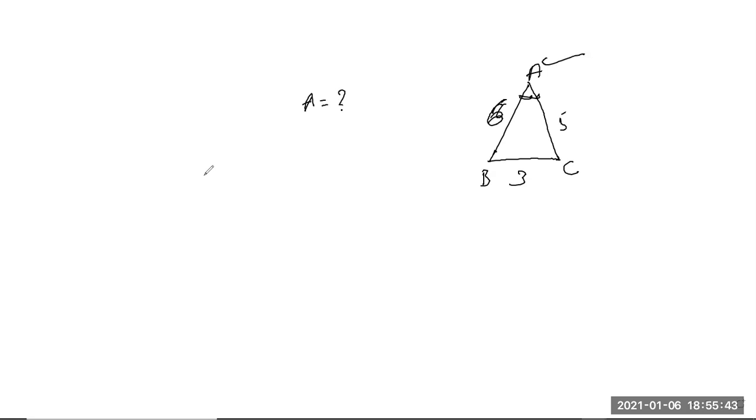No, not sine rule. In cosine rule there are three formulas, right? So which formula will you use? With sine rule you will not get it, because in sine rule you need at least one angle and one side, two angles and one side or two sides and one angle. But here I didn't give you any angle, only sides. If I give you only sides, you can only get the angle by using cosine rule. Okay?